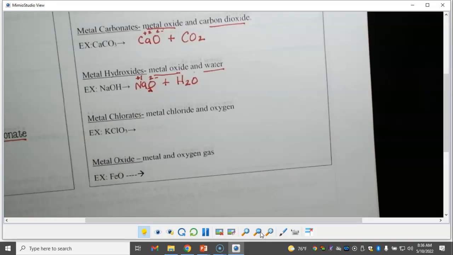So now I've got to go back to my solubility chart and see if I get both aqueous, or if I end up with a solid or a gas or something else. Okay, so we go back to chlorines. Chlorines are aqueous unless bonded to silver, mercury, lead, or thallium. It's not bonded to any of those, so this one is aqueous.